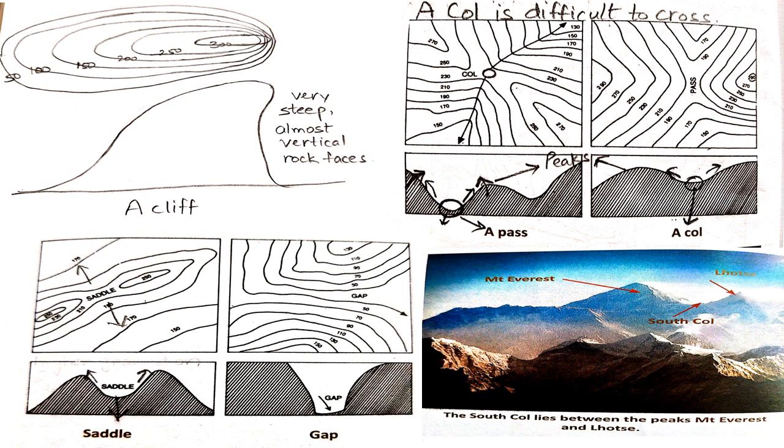Gaps are low areas between two mountain ranges. Again, gaps are usually carved by the erosive action of rivers and streams. So we mostly find a stream or river through a gap. The South Col, as you can see here, lies between peaks Mount Everest and Lhotse.